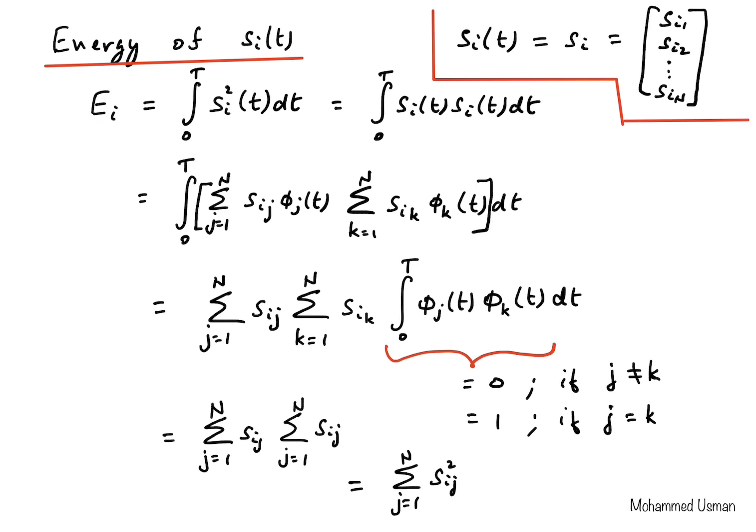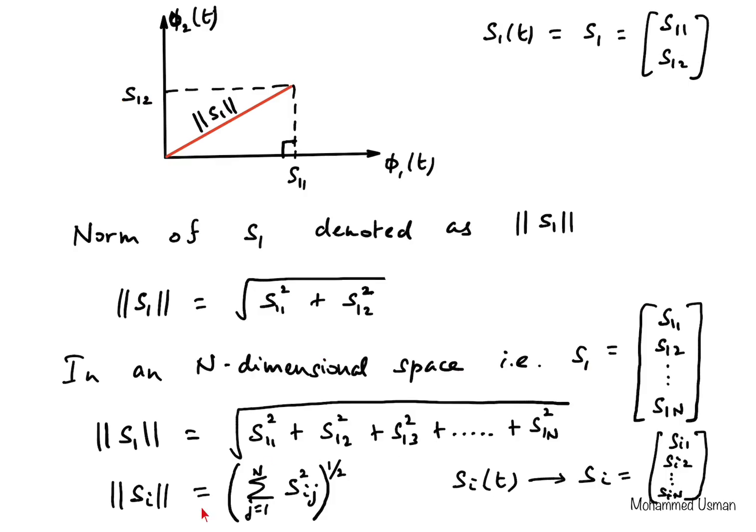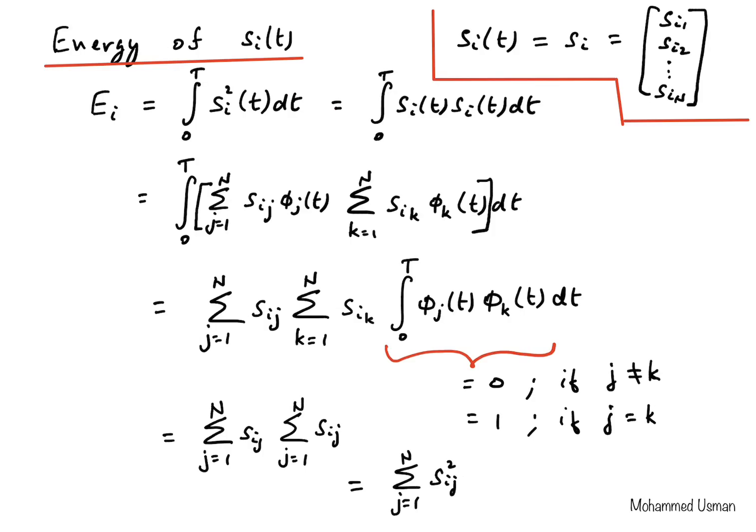So what we notice here is that the energy of the signal can be computed from its vector elements as simply the sum of the square of these vector elements. So it's Si1 square plus Si2 square plus Si3 square up to plus SiN square. So that's the summation here. Now if you compare this with the previous summation that we calculated for the norm of the signal, you see that the norm is the same thing, summation Sij square, but it's under the root, right? So it's power half. So basically the energy is the square of the norm.